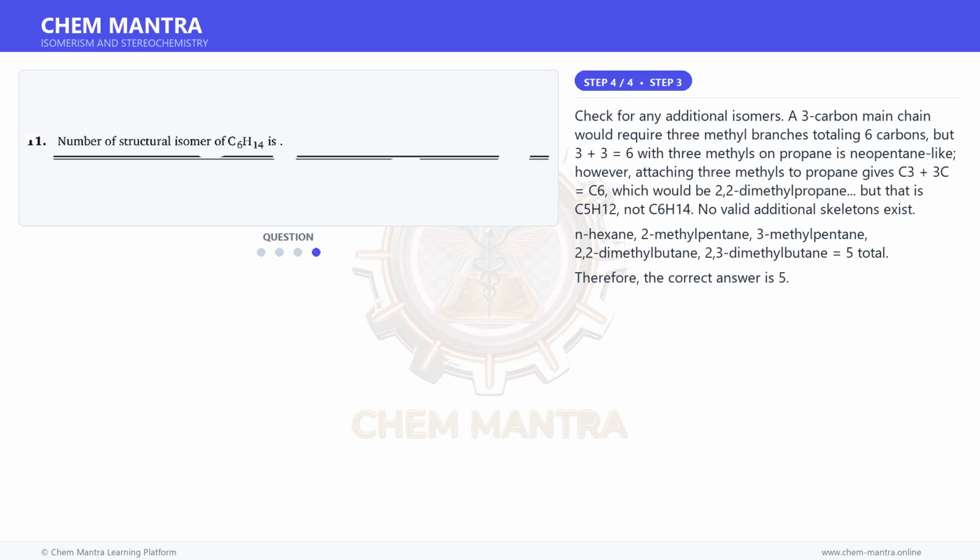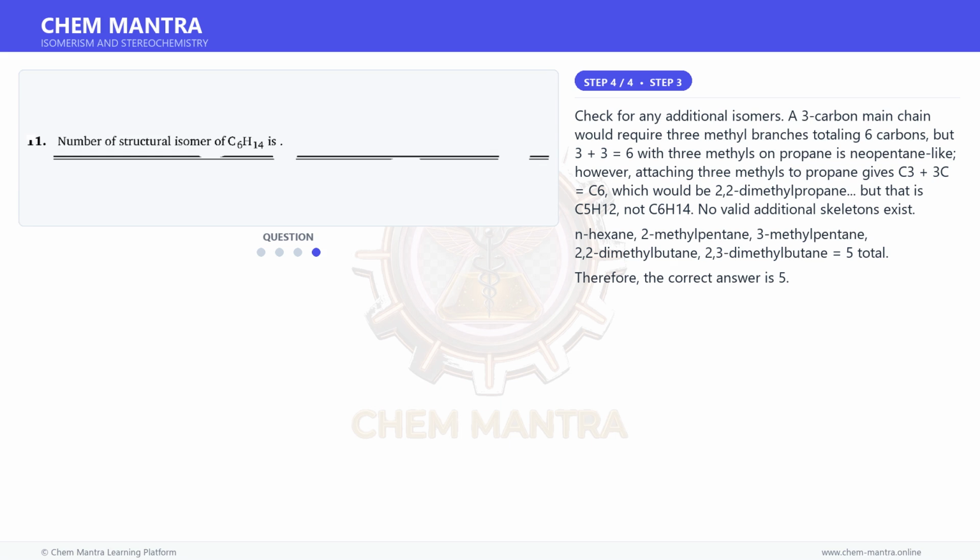And for the final step, check for any additional isomers. A 3-carbon main chain would require 3 methyl branches totaling 6 carbons, but 3 plus 3 equals 6 with 3 methyls on propane is neopentane-like. However, attaching 3 methyls to propane gives C3 plus 3C is equal to C6, which would be 2,2-dimethylpropane. But that is C5H12, not C6H14. No valid additional skeletons exist.